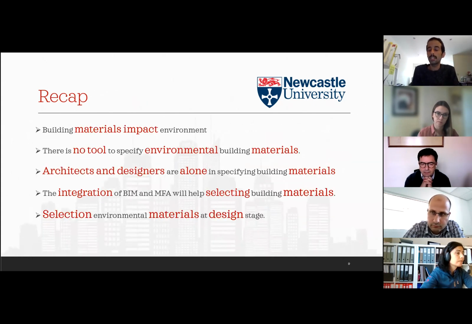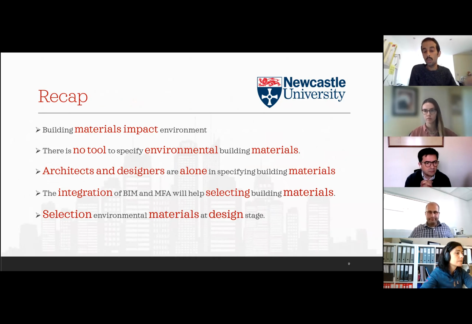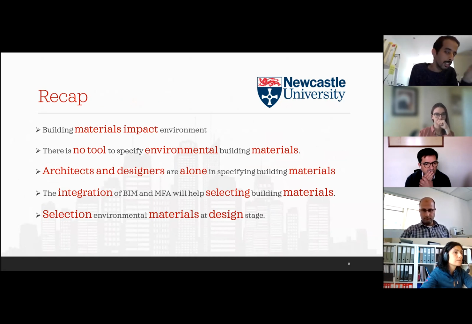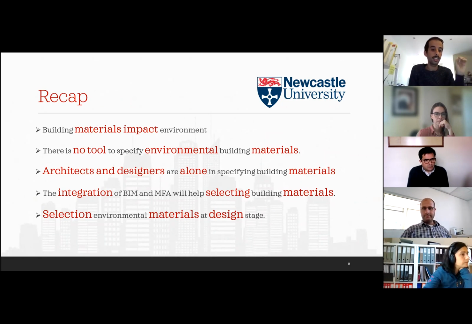Here's the summary. Building materials have a great impact on the environment. And there is no tool or data that supports architects and designers to specify environmental building materials at the design stage. Architects and designers are alone in choosing the project or building materials without any help or support. The integration of building information modeling and material flow analysis will help in selecting building materials at the design stage, and selecting building materials at the design stage can control the impact of materials on the environment before the late stage of the project.